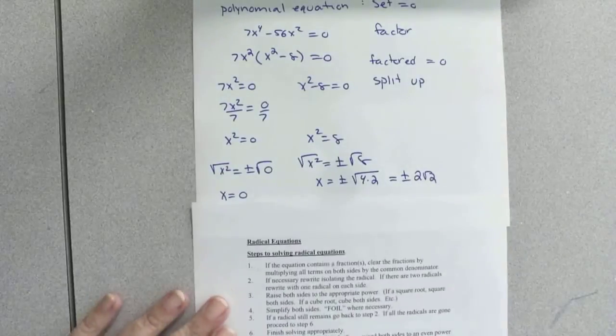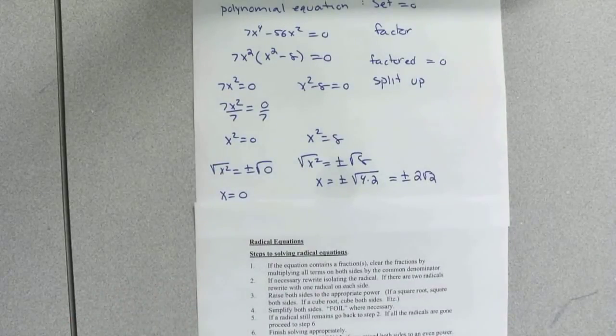Moving on, radical equations. We are actually just going to be doing square roots, but the steps here are the same for cube roots, fourth roots. Steps to solving radical equations. 1, if the equation contains fractions, clear the fractions. That's just a common first step. Get rid of those fractions. 2, if necessary, rewrite isolating the radical. If there are 2 radicals, rewrite with 1 radical on each side.